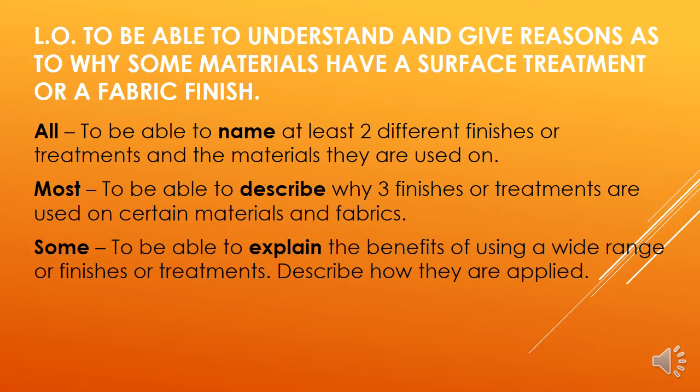So by the end of this session, all of you, aiming to hopefully achieve like a grade 3, grade 4, will be able to name at least 2 different types of finish or treatments and the materials that they are used on. Most of you will hopefully be able to describe why 3 finishes or treatments are used on certain materials and fabrics. Some of you, to go a stage further, aiming for grade 7, 8, 9, will hopefully be able to explain the benefits, the good points of using a wide range of finishes or treatments, and also how they are actually applied.